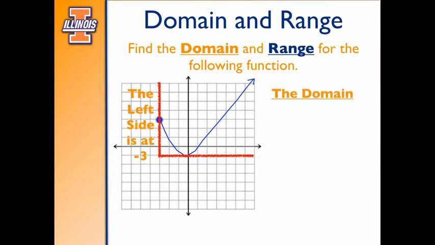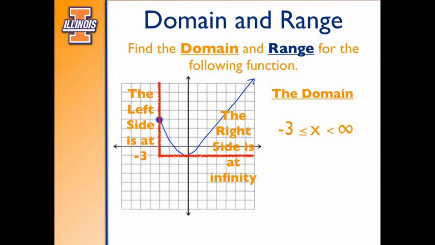So the left-hand side of this box is at negative 3. The right-hand side of this box is at infinity because, as you can tell, this line goes to the right forever, shown by the arrow. So our domain looks like this. We have negative 3, x, and then infinity.